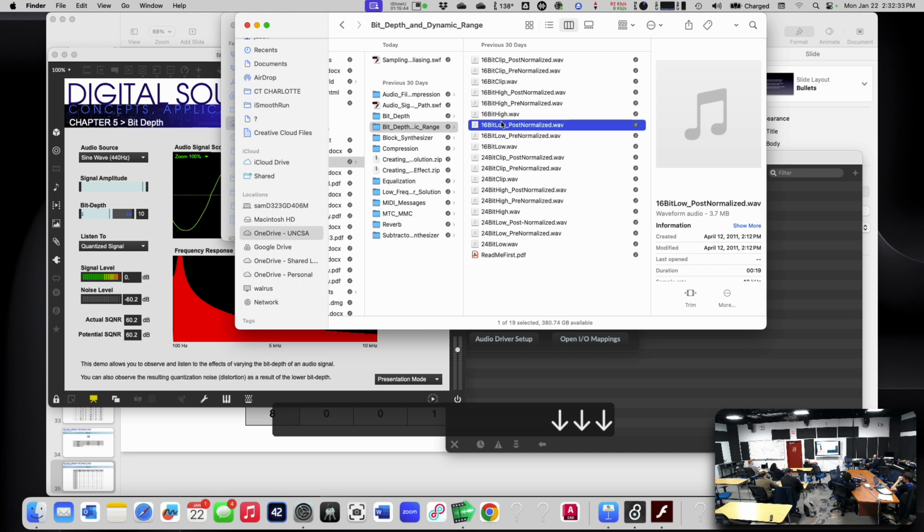So now I take the one that I recorded at too low of a level, which means I'm getting a lot of quantization error. I'm not using all the bits. Even though it's a 16-bit sample, I'm not using them all, and so I get problems. So here's now I start manipulating it. Now let's see what we get.